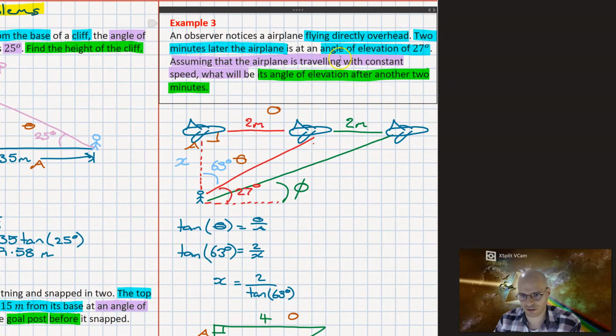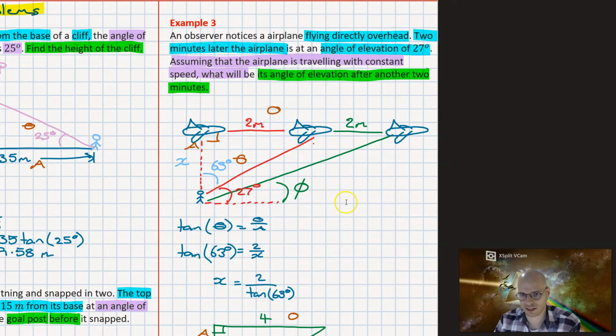So this has been our third and final example of how we can deconstruct worded problems and create diagrams to thus solve the problem at hand.